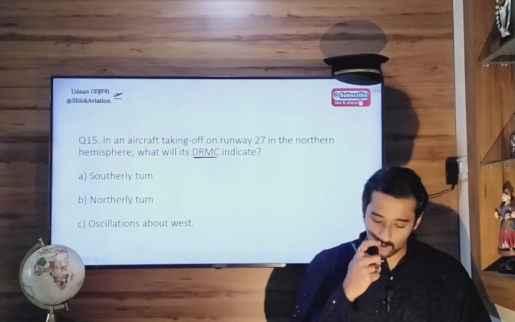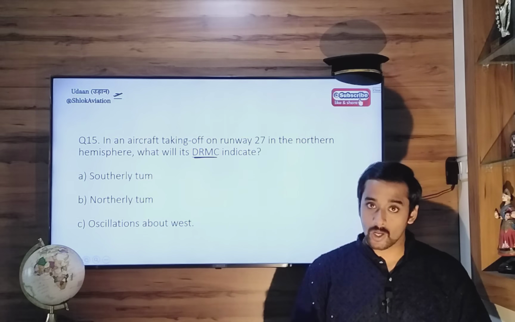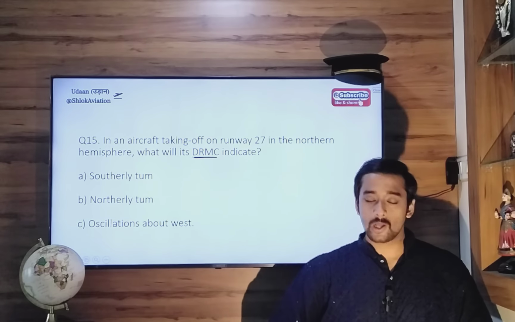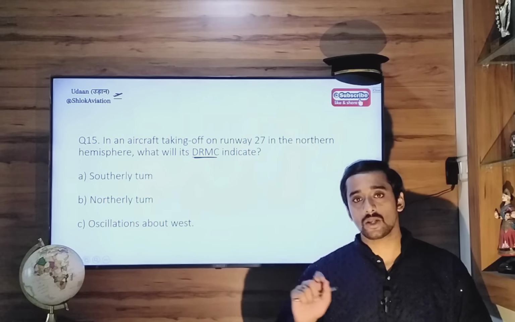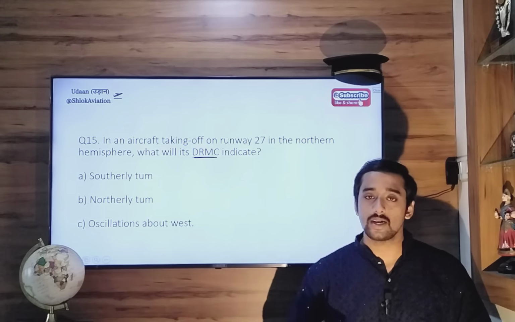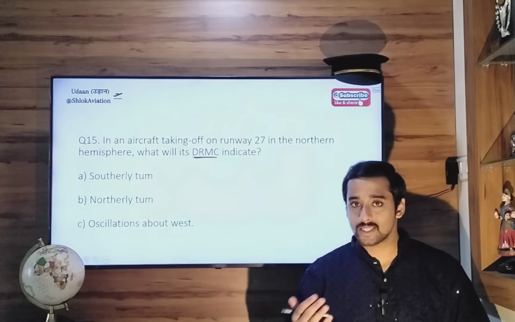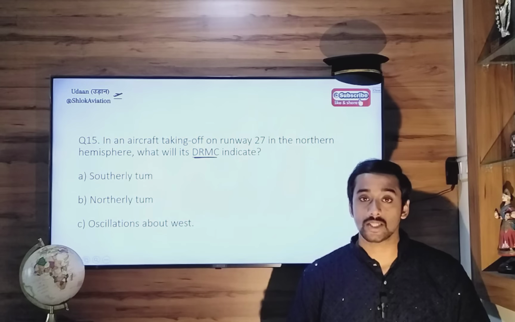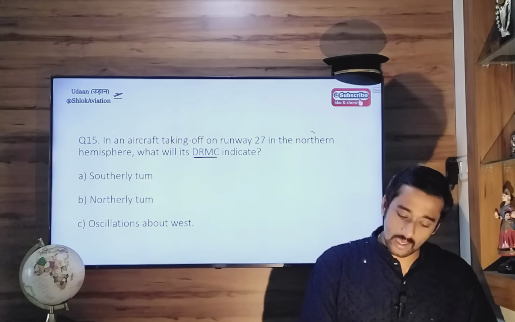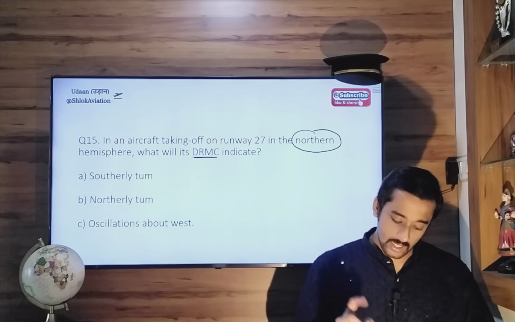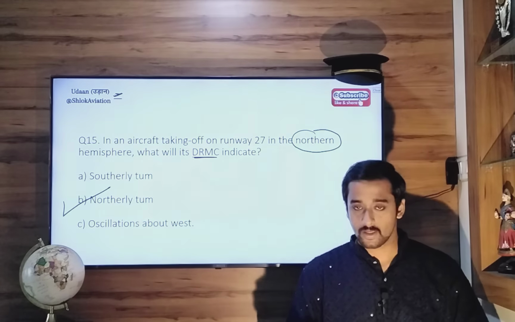So in an aircraft taking off from runway 27 in the north hemisphere, the turns will be towards the north pole. If you are in the southern hemisphere and you accelerate on east heading or west heading, the turns will be towards the south pole. So here you are in the north hemisphere, so the turn will be a northerly turn. Very important.